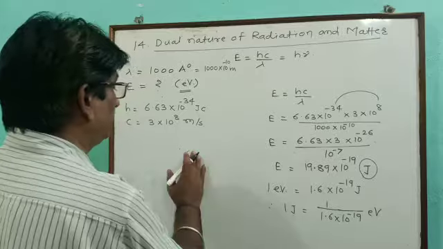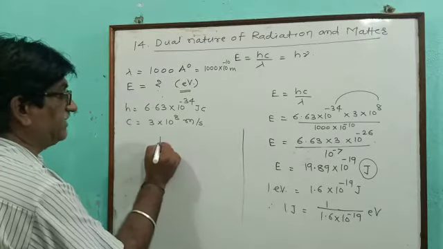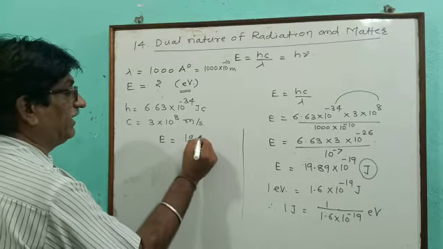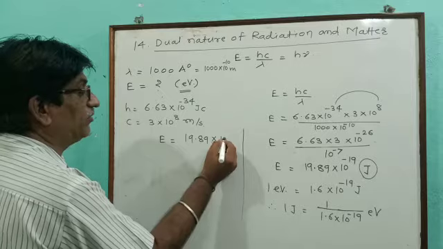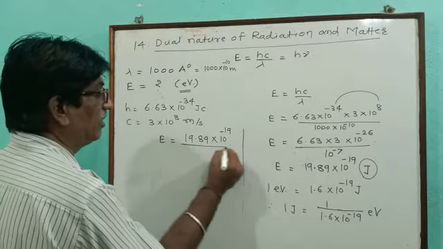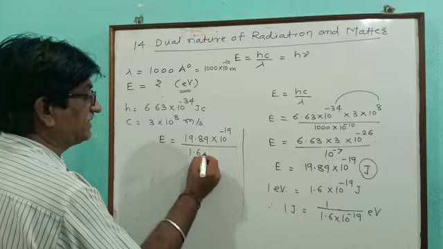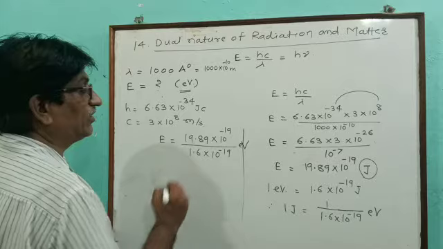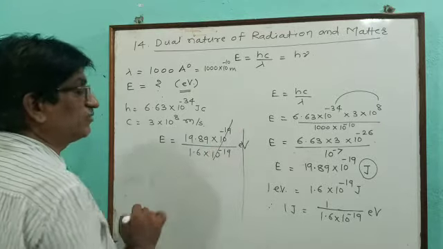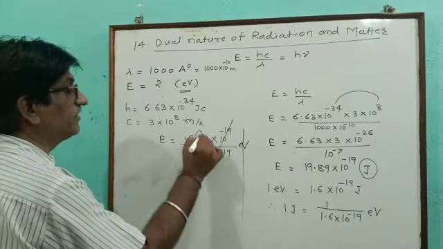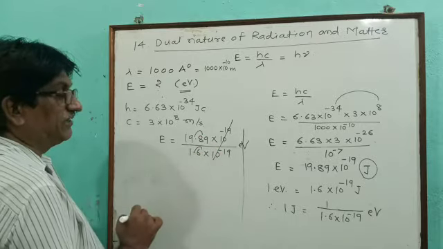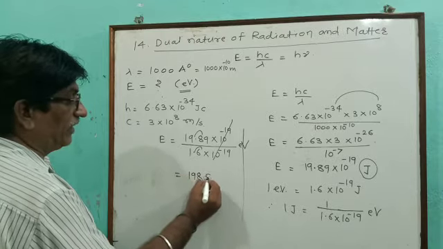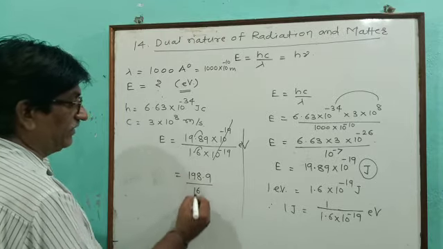So here what happened? Energy is equal to 19.89 multiplied by 10 to the power minus 19 divided by 1.6 multiplied by 10 raised to minus 19, that is in electron volt. What happened? 10 raised to minus 19 gets cancelled. Here shift the decimal point after one digit, so 198.9 upon 16.